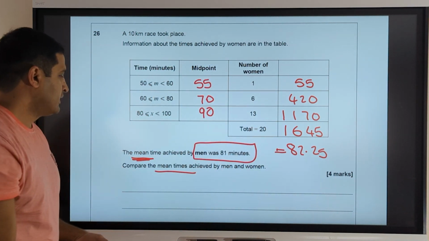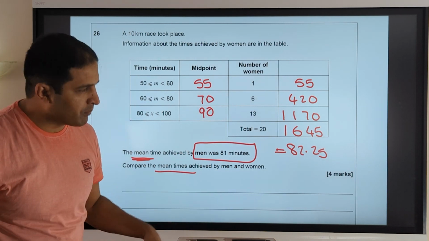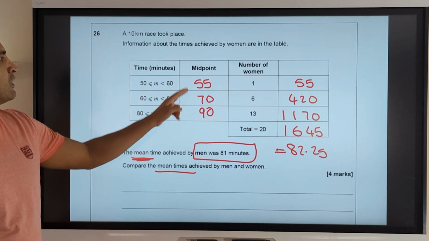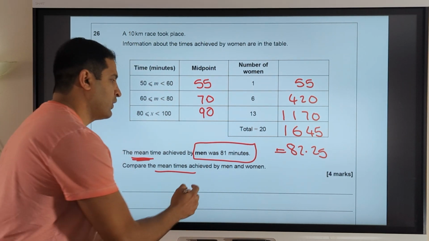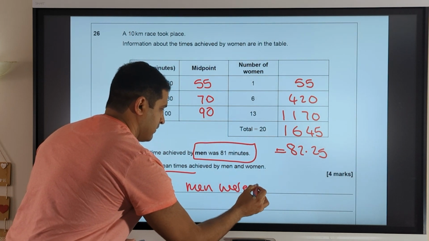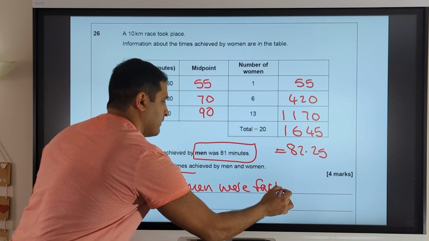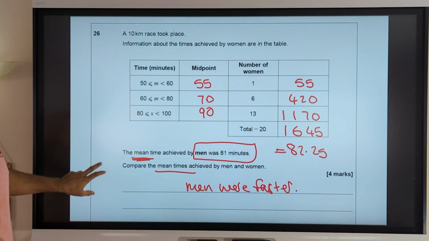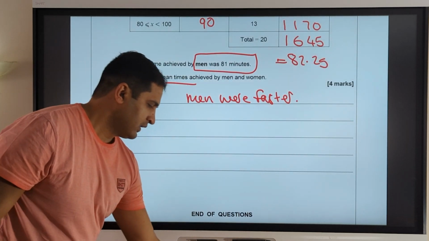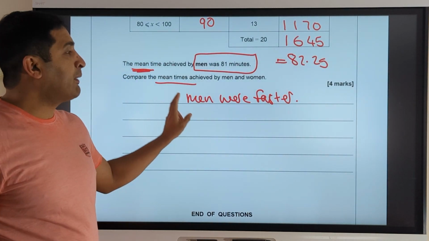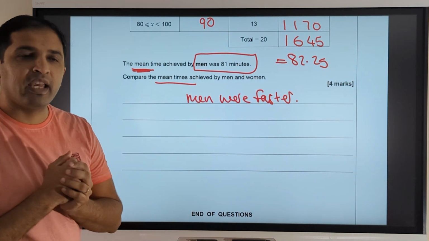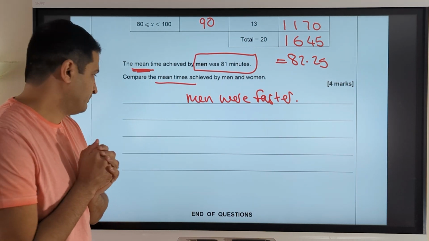Now we need to compare the mean time achieved by men and women. On average, men ran faster than the women in that 10-kilometer race. Men were faster. We conclude our paper by saying men were faster, and women were slower by 1 minute and 25 seconds on average.